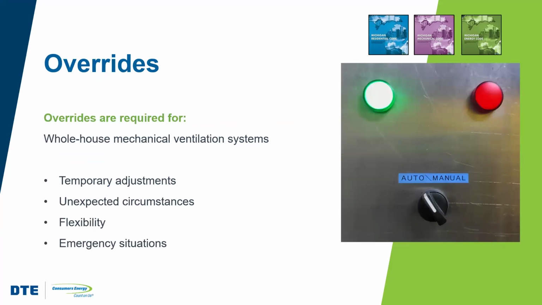Whole house mechanical ventilation systems are required to have overrides, right? So there may be an emergency situation, or there may be a need to make a temporary adjustment to those controls. And so we want to make sure that the homeowner is able to do that. So in addition to having the auto control that may be at that central brain, right, that central thermostat controller for the space, we want to make sure that there's an override switch for that as well.